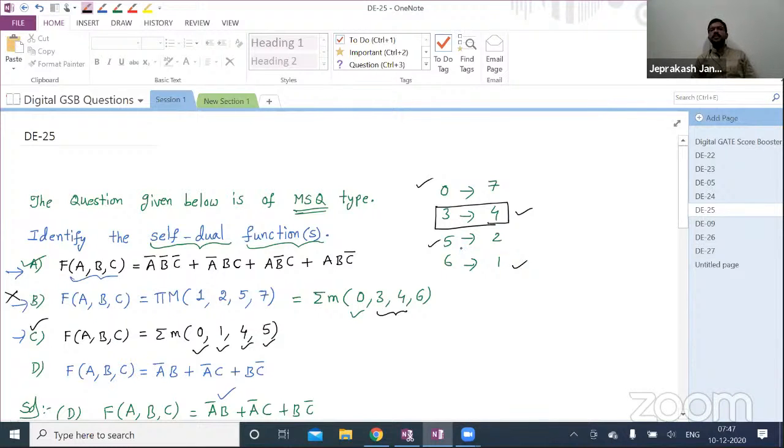This is very important regarding these conclusion points, in order to verify whether it is self-dual or not. Both the conditions should be satisfied. All of you please respond whether it is clear or not.